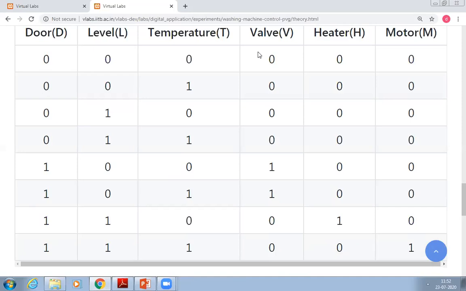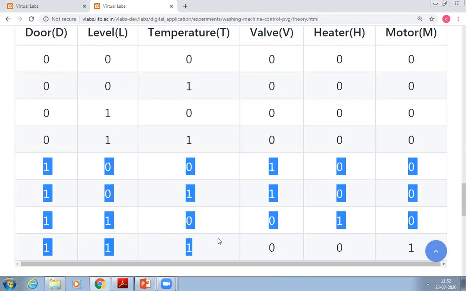See, this is your 0 0 0. Write down all of this truth table from 0 0 0 to 1 1 1. D is the door MSB, the LSB is temperature, and the middle bit is water level. These are the inputs; the outputs are wall, heater and motor. When the door is closed, only then will the wall be open, heater be on and motor be on for operation. Therefore, we will consider only the last four.